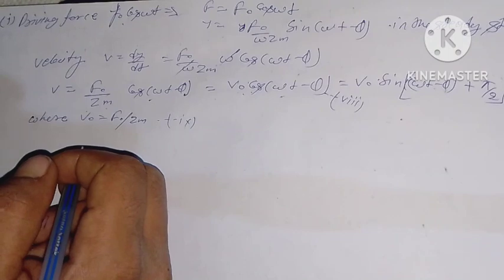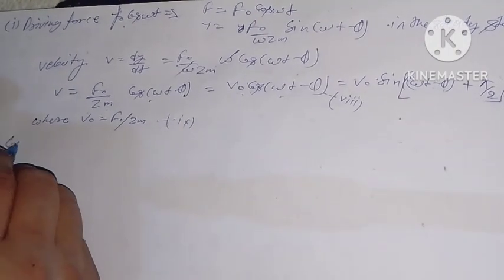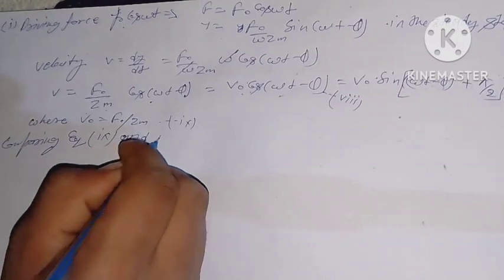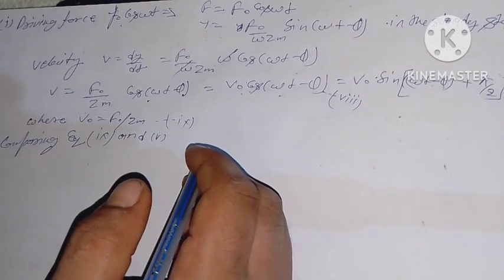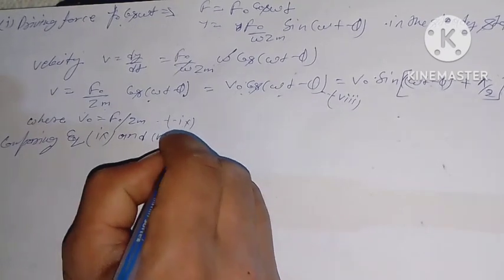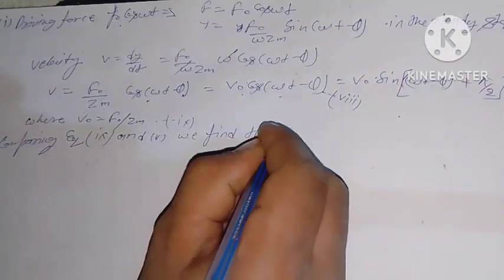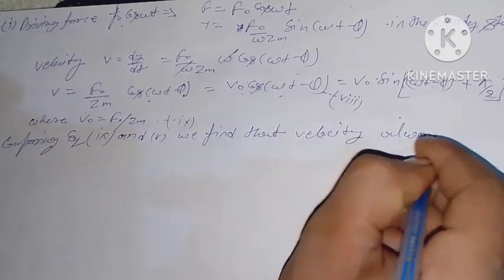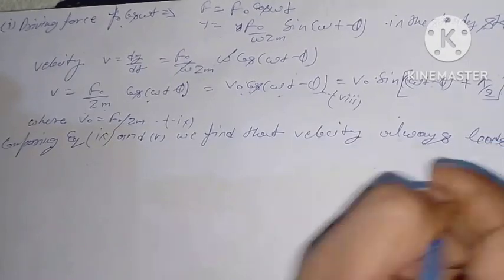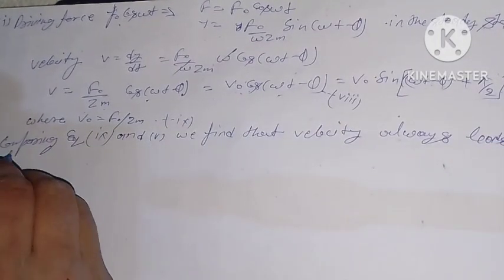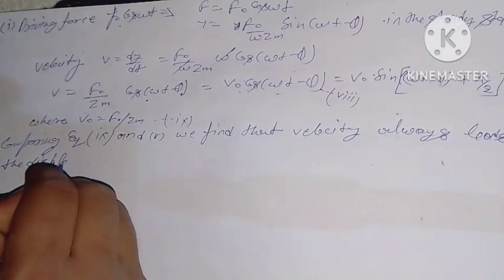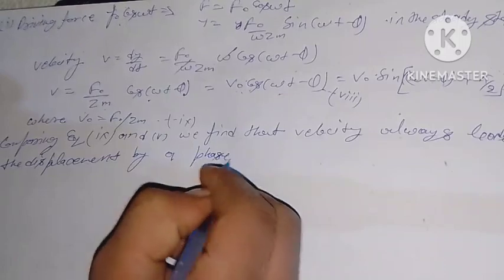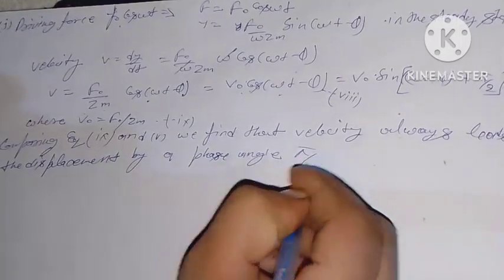Comparing equation number 9 and 5, we find that the velocity always leads the displacement by a phase angle pi by 2.